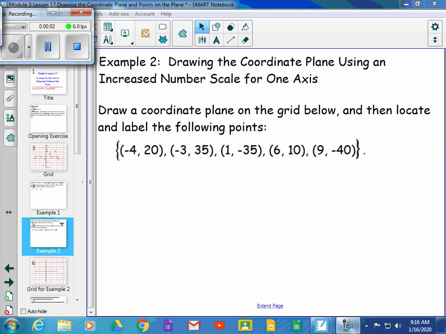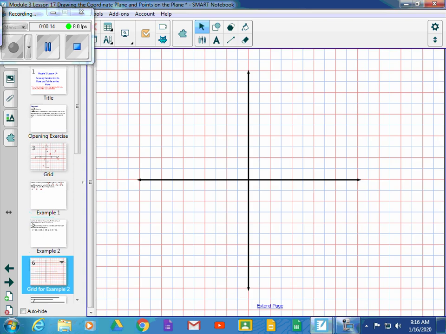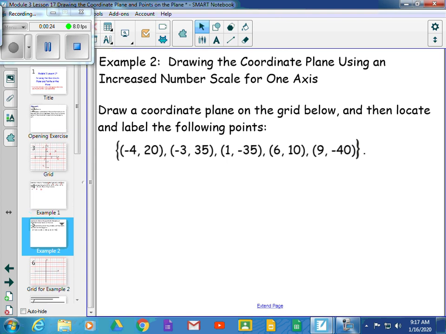Okay, now let's go to example 2. The directions tell us to draw a coordinate plane on the grid below and then locate and label the following points. So you can start by, once again, drawing your x and your y axis in the center of your grid. And then, before we actually plot the points on there, we need to take a look at our coordinates.